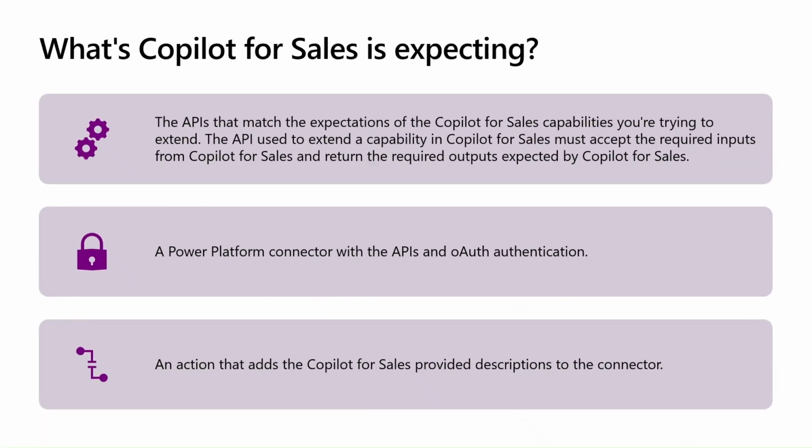It's not hard to extend the Copilot for Sales, but it's not as easy as using any built-in connector in the Copilot Studio. To extend the Copilot, you must follow some strict guidelines. This is what the Copilot is expecting. Your API must accept all the required input parameters and also return the outputs as expected by the Copilot. Then you need to expose your API through a Power Platform custom connector that supports OAuth authentication. And finally, an action that can add the required descriptions to the connector. We're going to talk about this in detail in the next slide.